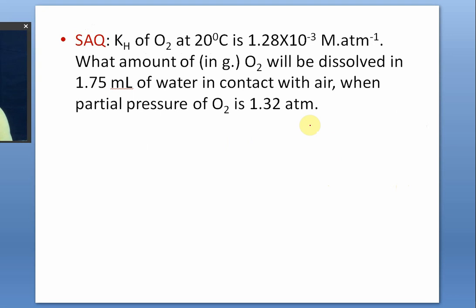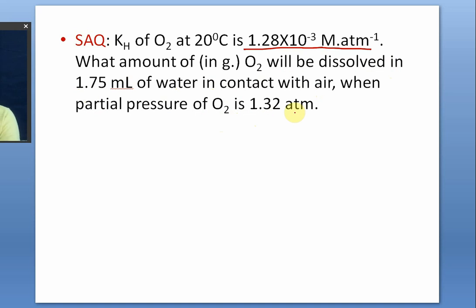Right? Another problem for you. KH of oxygen at 20 degree centigrade is this much in terms of moles per liter per atmosphere. Then tell me which Henry law you use, Raoult's law type or the opposite type? Yes, the opposite type, because it is per atmosphere. What amount of oxygen will be dissolved in 1.75 milliliter of water in contact with air when the partial pressure of oxygen is as high as 1.32 atmosphere.